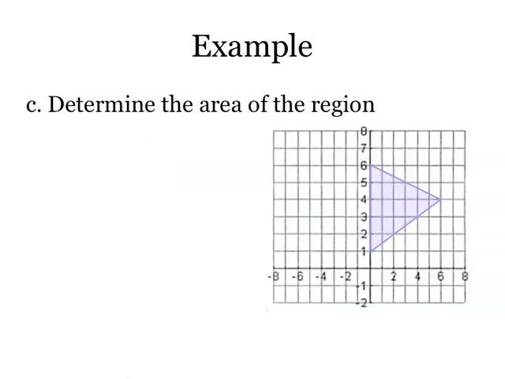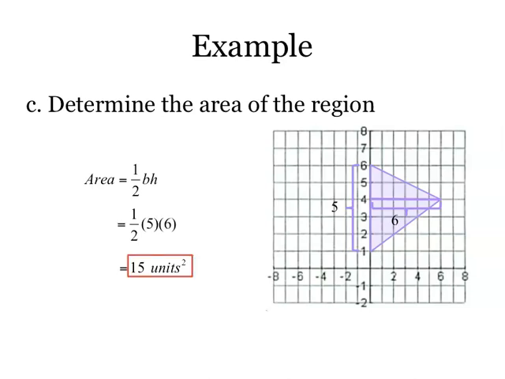Now we're going to determine the area of the region. Since it's a triangle, we know to find the area of a triangle, we can use the formula 1/2 base times height. In this case, we can look at this as a triangle on its side to get the base and the height pretty easily. Remember that the height must be at a 90-degree angle with the base. So we can say that this is the base of 5, and it has a height here of 6. So we can plug those numbers in. We have 1/2 times 5 times 6, which is equal to 15. So the area of this region is 15 units squared.